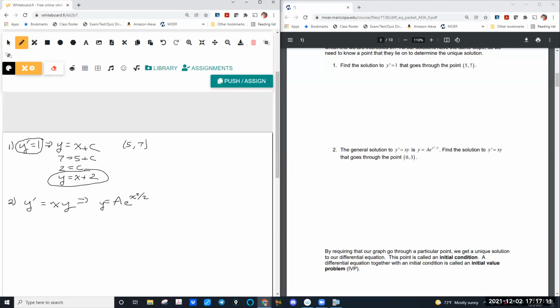So we know y. We can also find y prime, which is just the derivative of y, which is a e to the x squared over 2 times the derivative of the exponent, which would be 2x over 2. Cancel those, and maybe we clean this up a little bit. A times x e to the x squared over 2. That is our y prime.